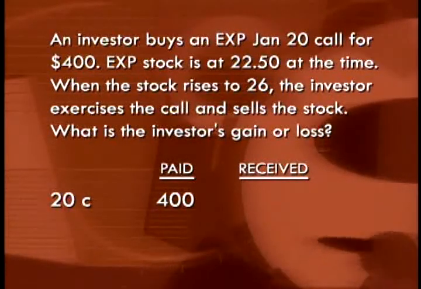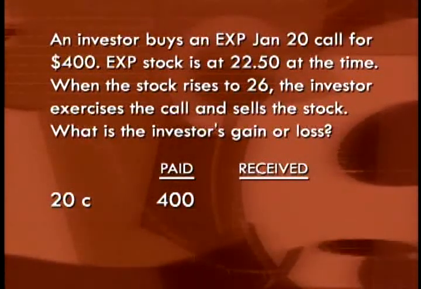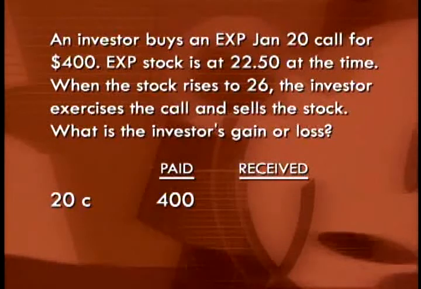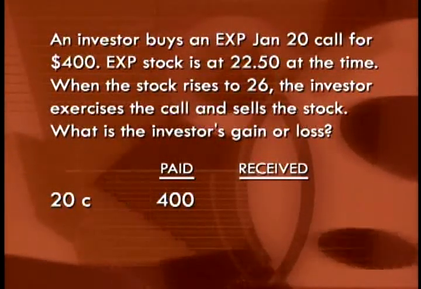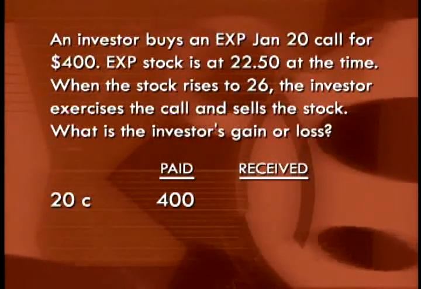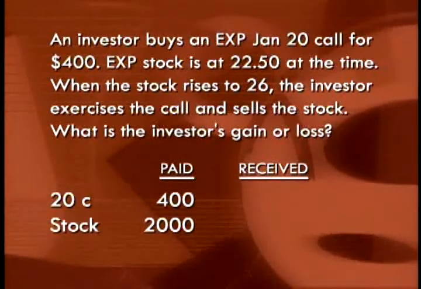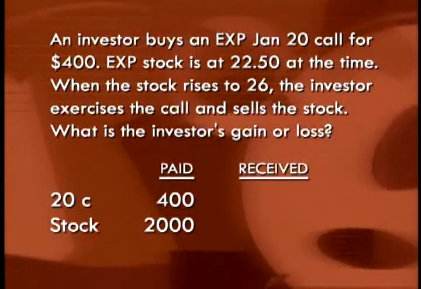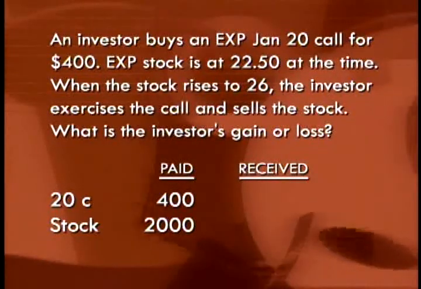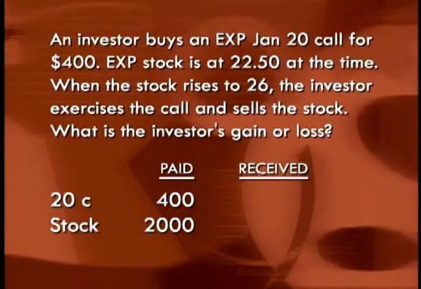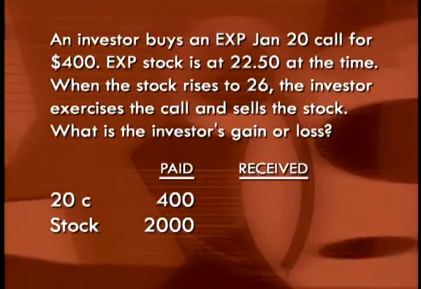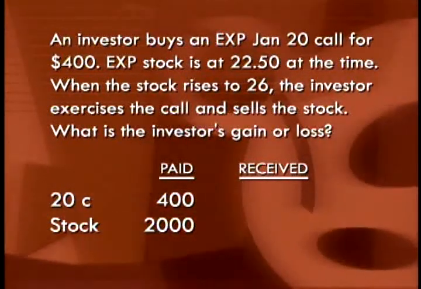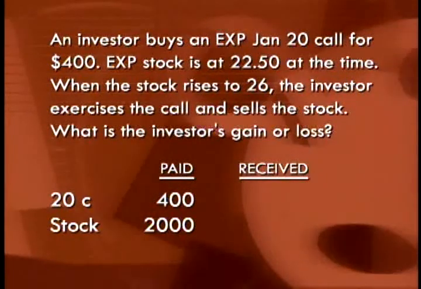Well, what does that mean? Now remember that if you own a call, that means you have the right to buy the stock at the strike price, which in this case is $20 per share. So you are going to be buying some stock, and that of course creates a new entry: 100 shares of EXP for $2,000. So that creates a second entry in our diagram because we do have the stock position at this point. Next, we are told that the investor sells the stock in the market at 26 for $2,600.